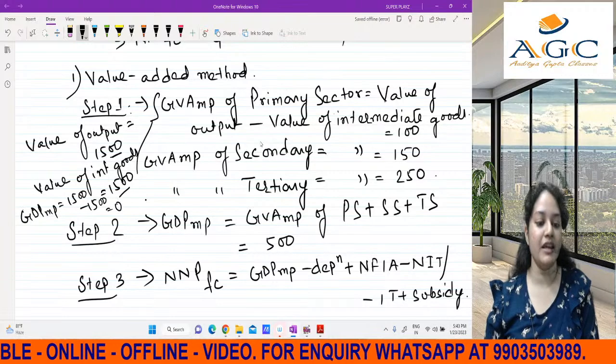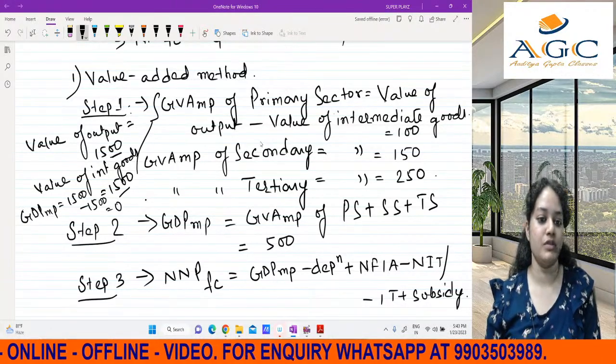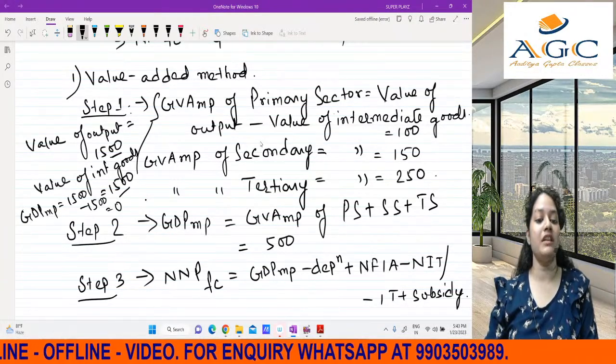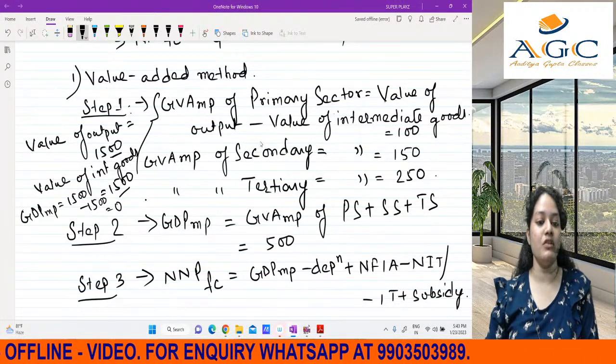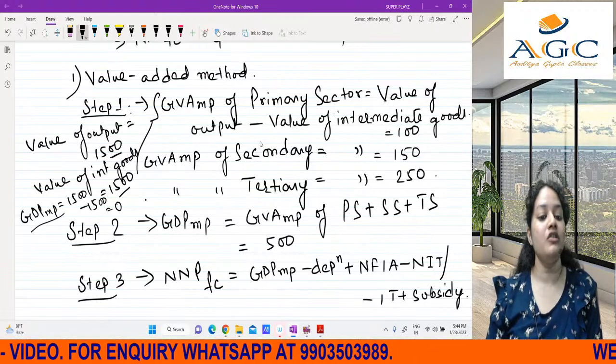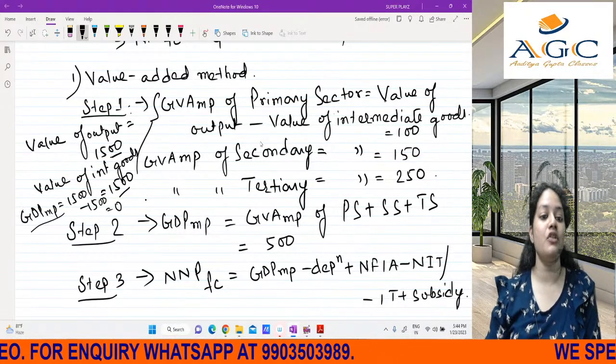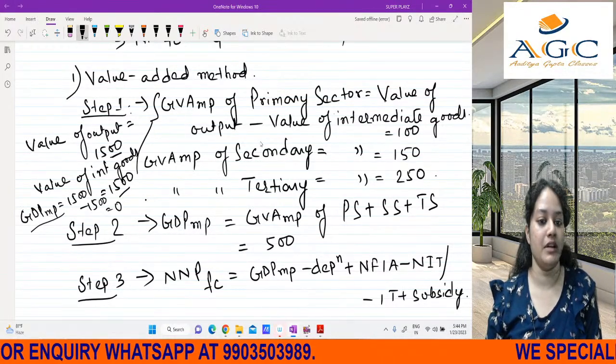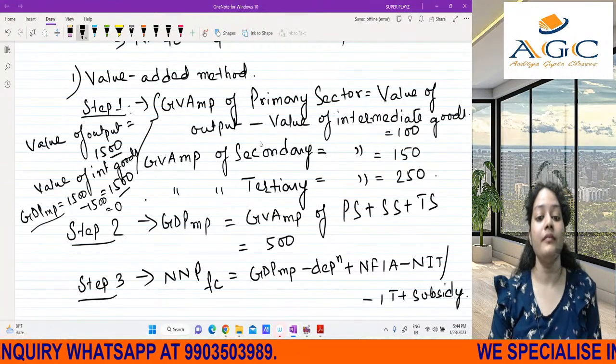But in sums, 0 will not come. You will be given proper values. So 1500 minus 1500, basically that would be your 0. So you will directly jump onto your GDPMP value. You have to skip the first part if you're not given all the values separately, right?